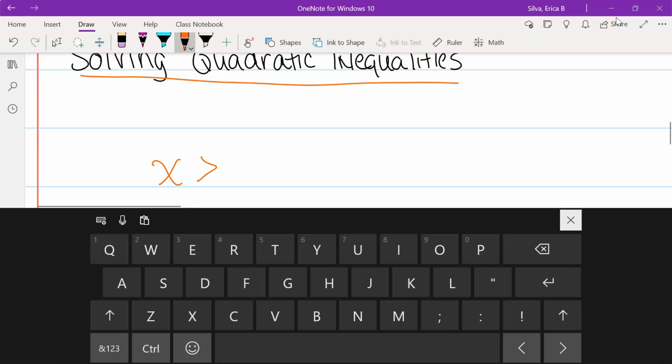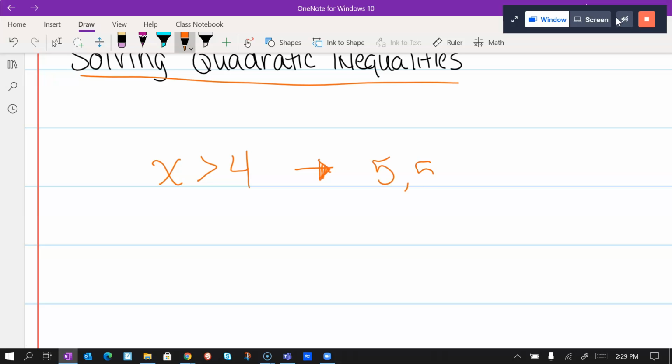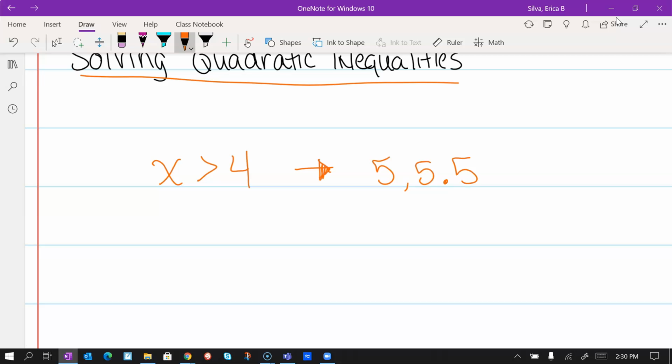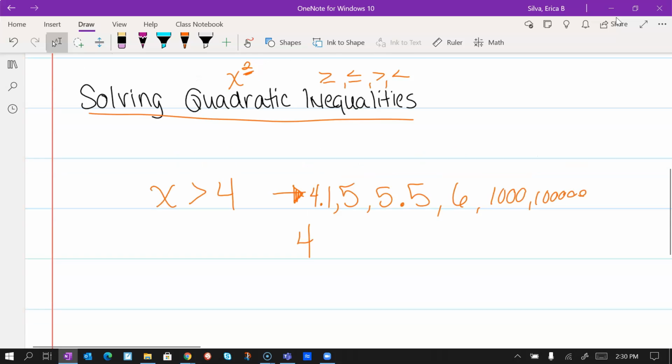Let's say I say x is greater than 4. What are numbers that are greater than 4? 5 and up, right? So we've got 5. Can we say decimals too, like 5.5, 6, 1,000, a million? How about 4.1? How about 4? No, why not 4? Right, because it's the same amount. It's not equal to 4, it's only greater than 4. So not 4.